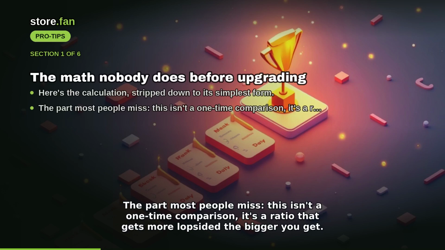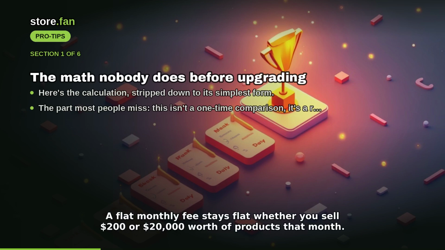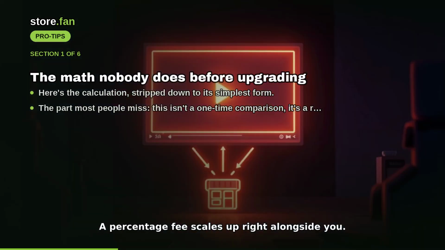The part most people miss. This isn't a one-time comparison. It's a ratio that gets more lopsided the bigger you get. A flat monthly fee stays flat, whether you sell $200 or $20,000 worth of products that month. A percentage fee scales up right alongside you.